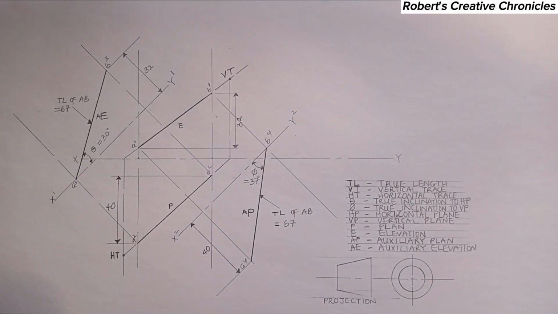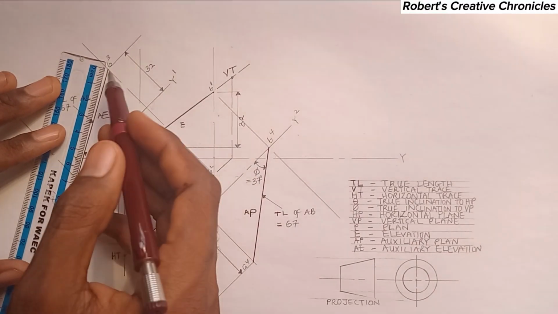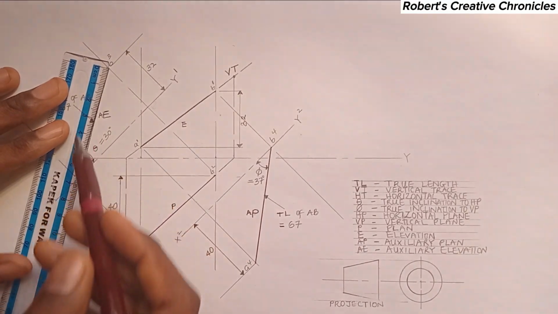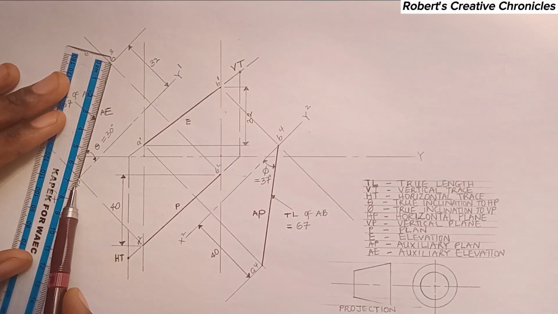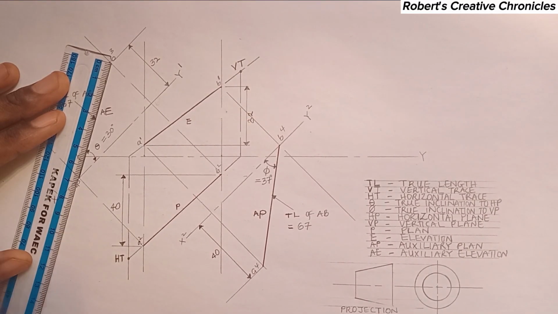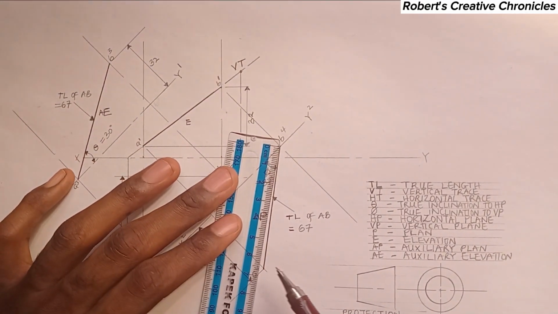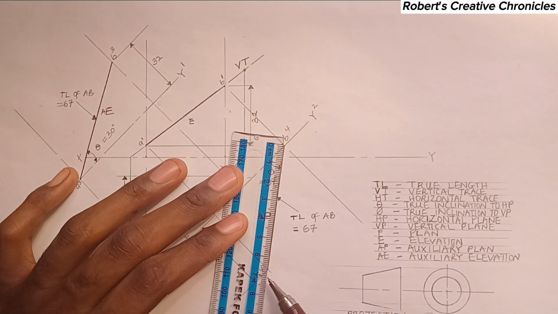And note this, the true length of AB is 67 millimeters. So if you measure it here, you can see that it is 67 here. Likewise here also. You can see that it is also 67 here.